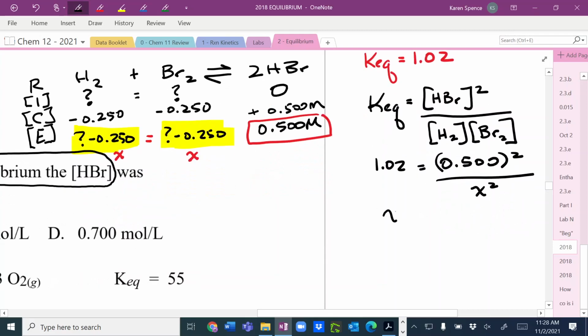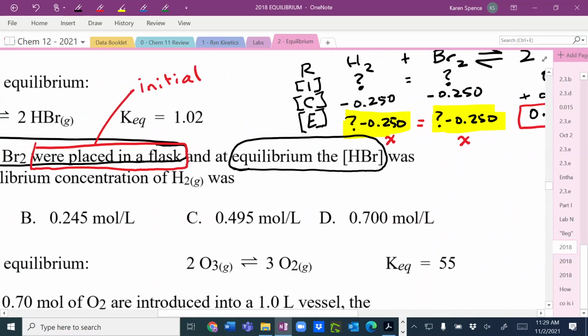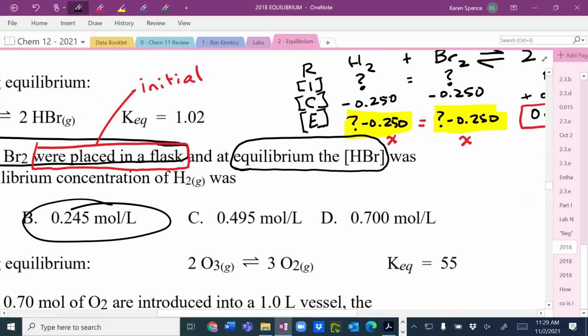You do a little algebra, you end up with x squared is equal to 0.500 squared over 1.02. Anyone want that algebra broken down any further? We're good? Okay, 0.5 squared divided by 1.02 equals 0.245. And now I want you guys to be careful because 3 times yesterday I made a mistake. And my mistake was I was like 0.245. Oh, look, there's a 0.245. I am done.